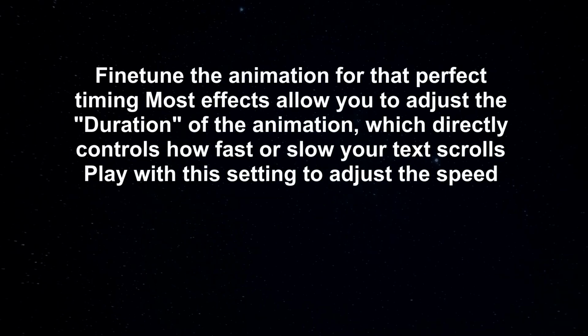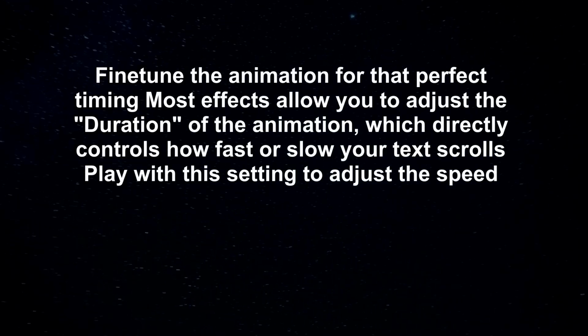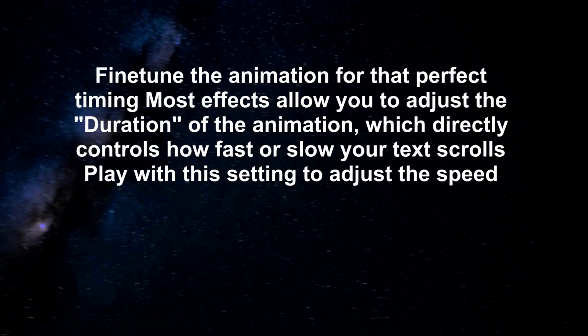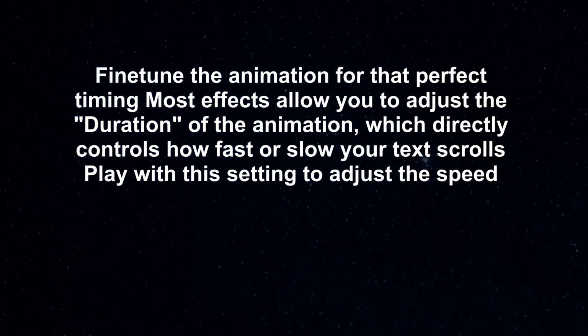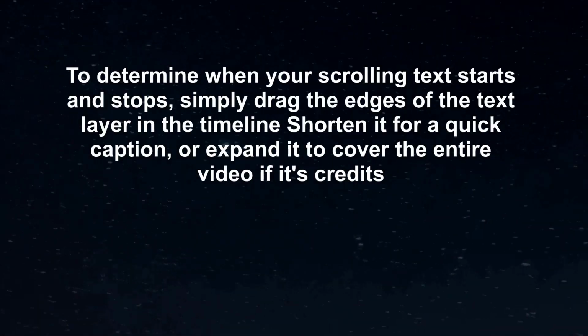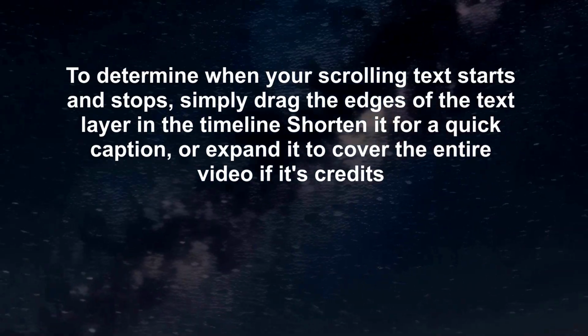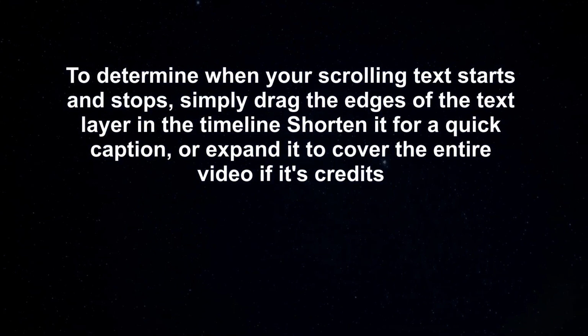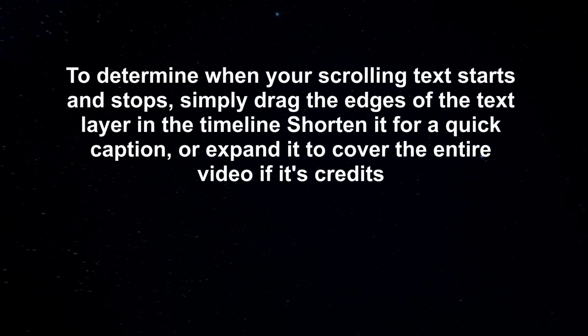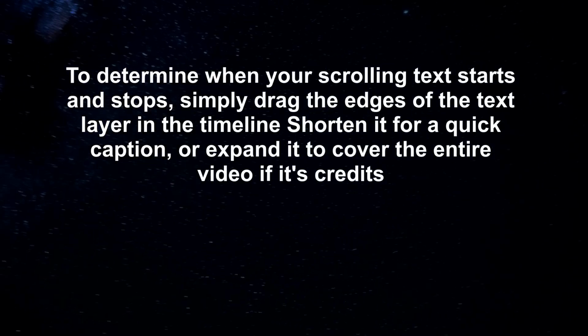Most effects allow you to adjust the duration of the animation, which directly controls how fast or slow your text scrolls. Play with this setting to adjust the speed. To determine when your scrolling text starts and stops, simply drag the edges of the text layer in the timeline, shorten it for a quick caption, or expand it to cover the entire video if it's credits.